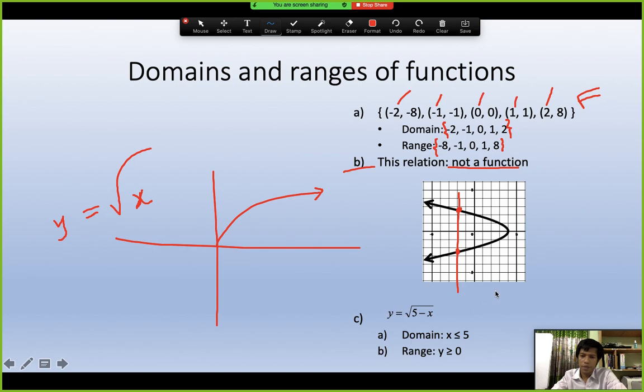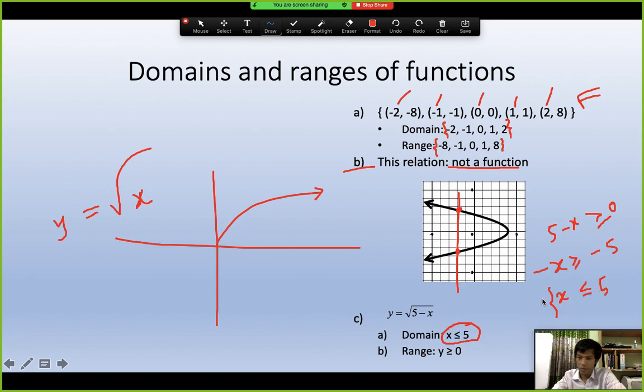And when this kind of thing is given, you know how to find out the domain. 5 minus x has to be greater than or equal to 0, right? So minus x is greater or equal to minus 5. Then we have x. Now you know that if we multiply both sides of an inequality by a negative sign, the sign changes. So it will become x is less or equal to plus 5. That's why this is the domain of this function.